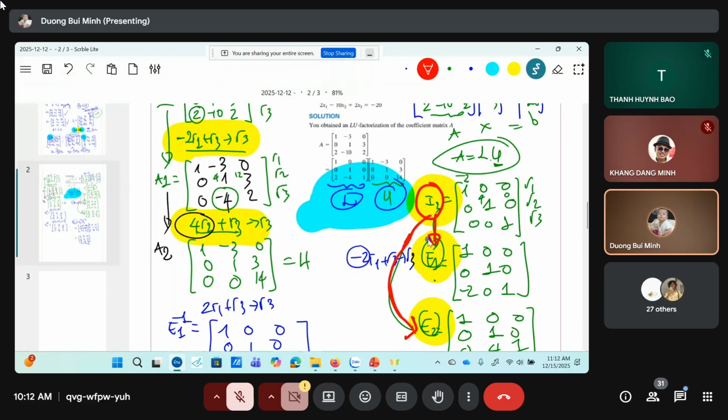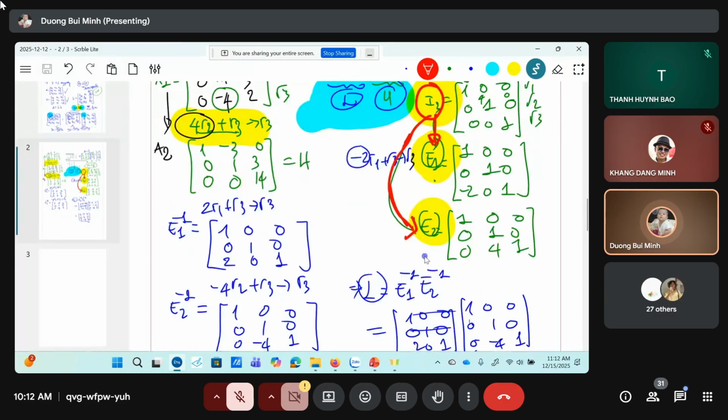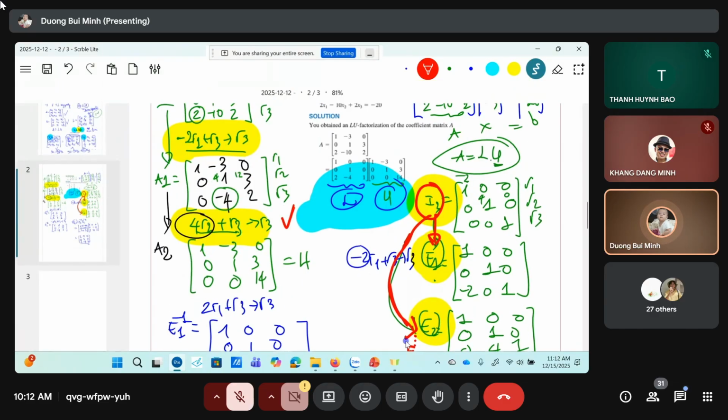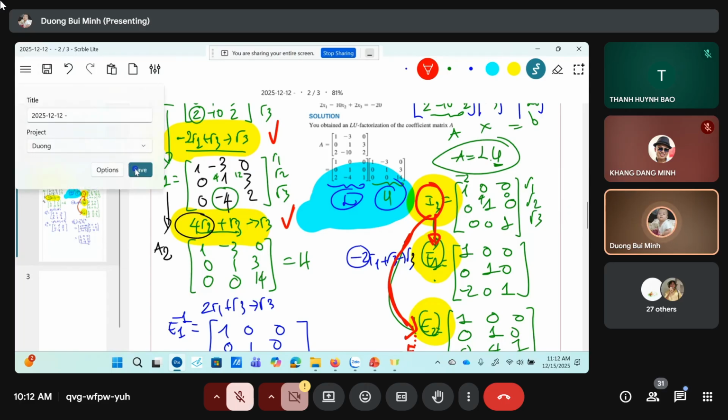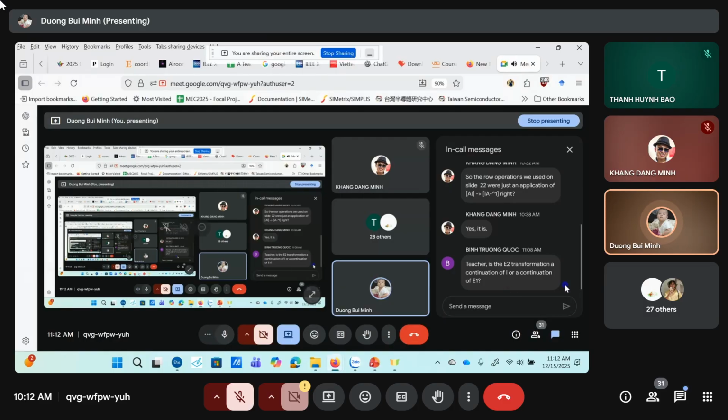Please remember it. I try to draw the arrow here to remind you, because some students make a mistake by calculating E2 from E1. This is very stupid. I emphasize to you many times. Please remember, we calculate E1, E2, and so on, EK, from I3. We just apply the same elementary operations, but we apply them to I to get A. Is it clear for you? It's a good question.